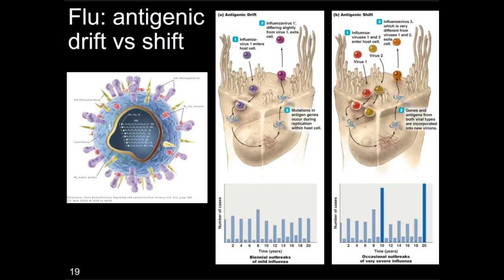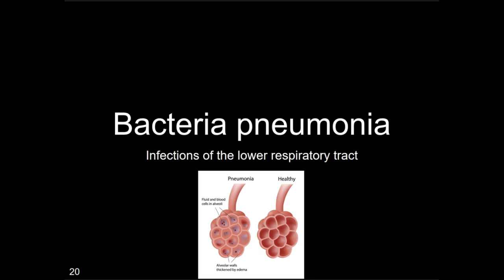So that's the flu. That's antigenic drift versus antigenic shift. Now we're going to move on to bacterial pneumonia. So now we're going to start focusing in on infections of the lower respiratory tract. Here again is an alveoli. This is what it should look like in a healthy patient. Nice big airways for lots of air exchange, lots of oxygen exchange from the air into red blood cells.